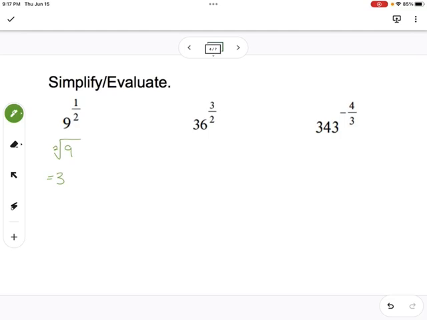Next one, we have the square root of 36 to the exponent 3. The square root of 36 is 6, and that's going to be to the exponent 3, which gives us 216. Depending on your calculations, sometimes it works better to do this exponent first. Sometimes it works better to do the root first in your calculations.